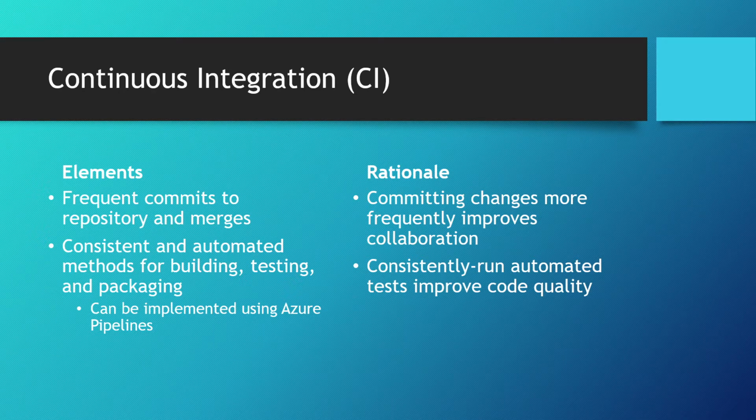The rationale for using this type of strategy is that committing changes more frequently improves team collaboration by allowing team members to see each other's changes more quickly. Also, consistently running automated tests improves the quality of code released by allowing problems to be identified earlier in software development.